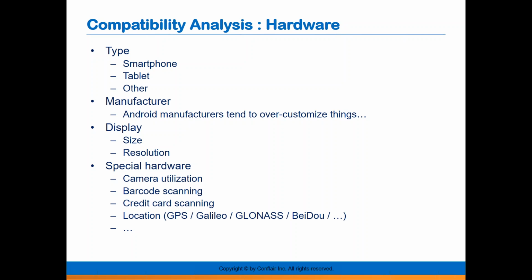I mentioned one area of special hardware, and that's camera utilization. There is more. You can have add-ons. And if your application uses special add-ons for, let's say, credit card scanning, or add-ons to the camera for barcode scanning or taking better images, this is something you want to have in your lab and make sure your native app is compatible with that.